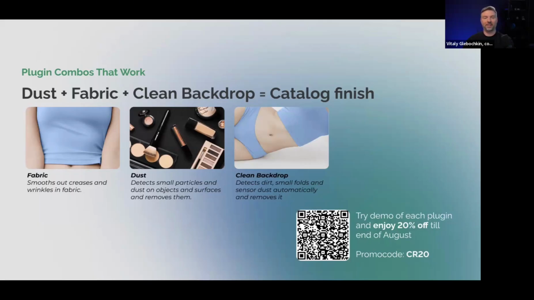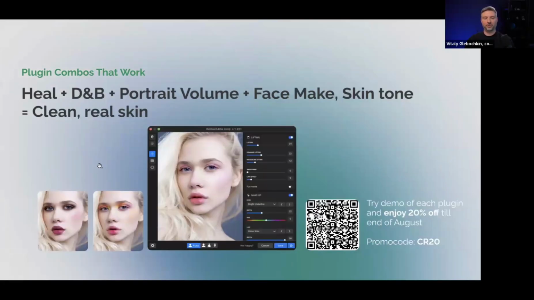So for the portrait, it's better to use Heal, Dodge and Burn, portrait volume plugin, face make, skin tone. You'll get a really nice skin. So using face make plugin, you can make makeup, you can change makeup, or you can also use facelifting here.